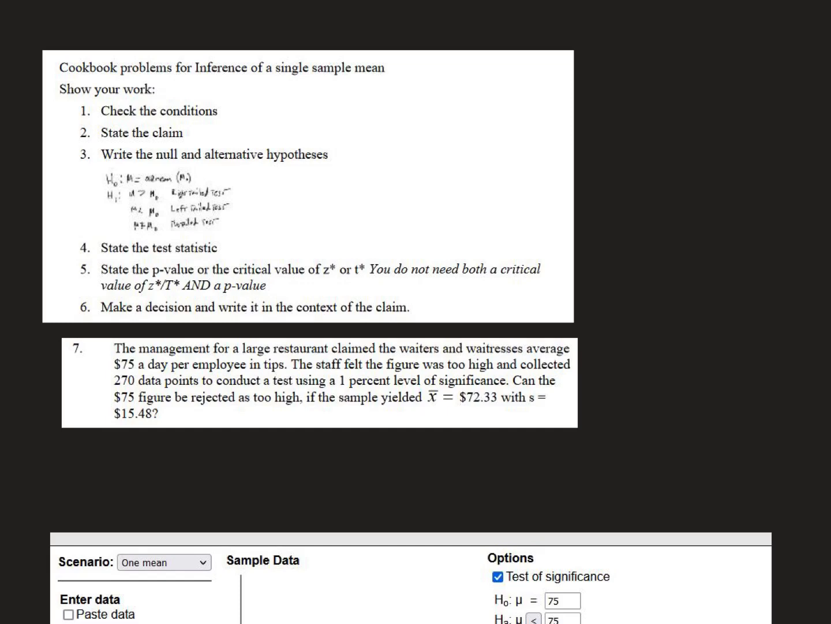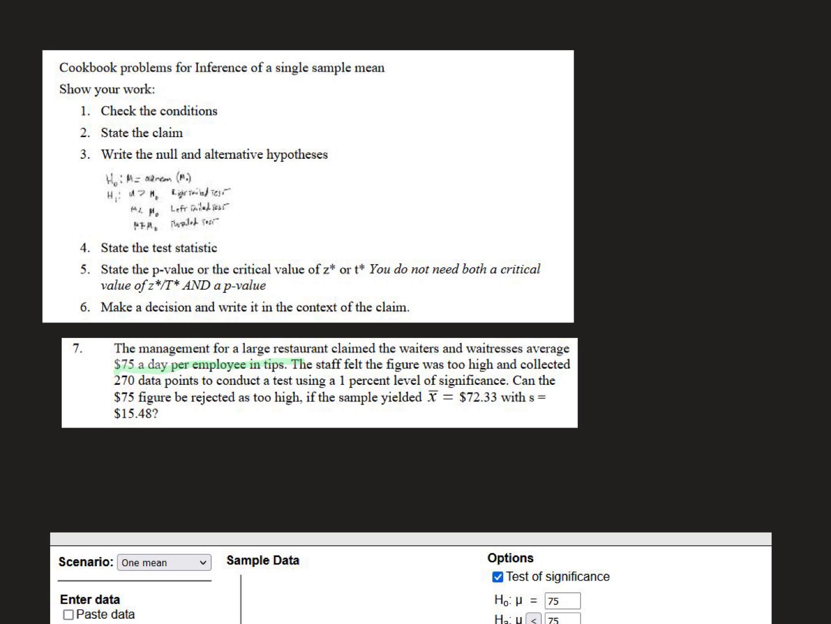So I'm back. I've got another exercise from the cookbook exercises. Now let's see what was happening here. The management of a large restaurant claims that waiters and waitresses average $75 per day. I have no idea what people average these days. It's been so long since I've worked in the restaurant industry. But that's what the problem says.